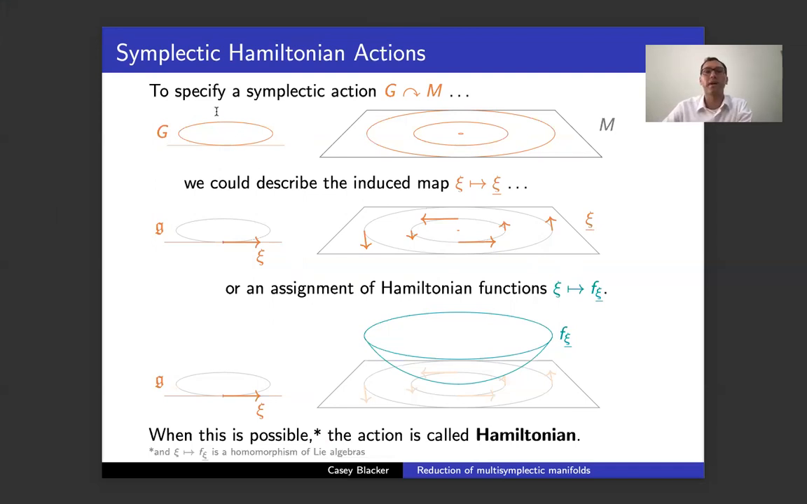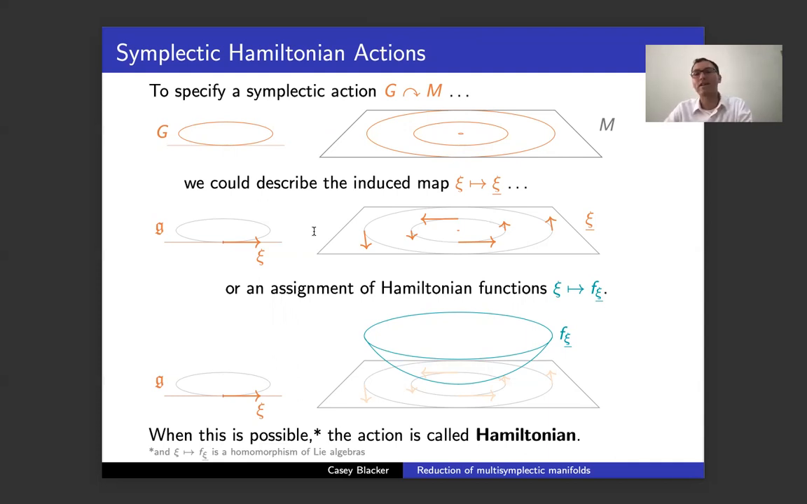So in order to specify a symplectic action of a Lie group G on our manifold M, we could instead describe the induced infinitesimal action on the level of Lie algebras. And here it's important to recall that we're assuming that everything is connected. So in this case, we send a Lie algebra element xi to the fundamental vector field on M associated to xi. And here I'm using the negative sign convention so that we have a Lie algebra homomorphism. And we can do that in the smooth setting. We don't need any extra structure.